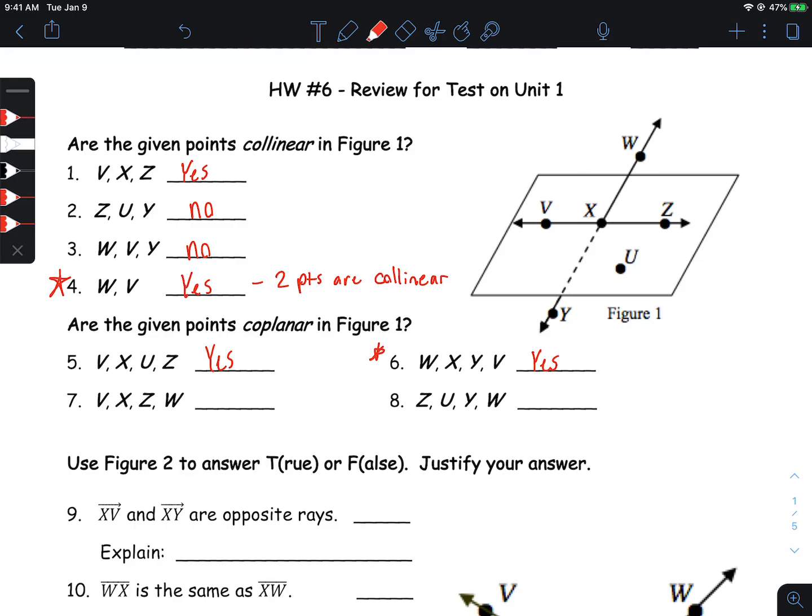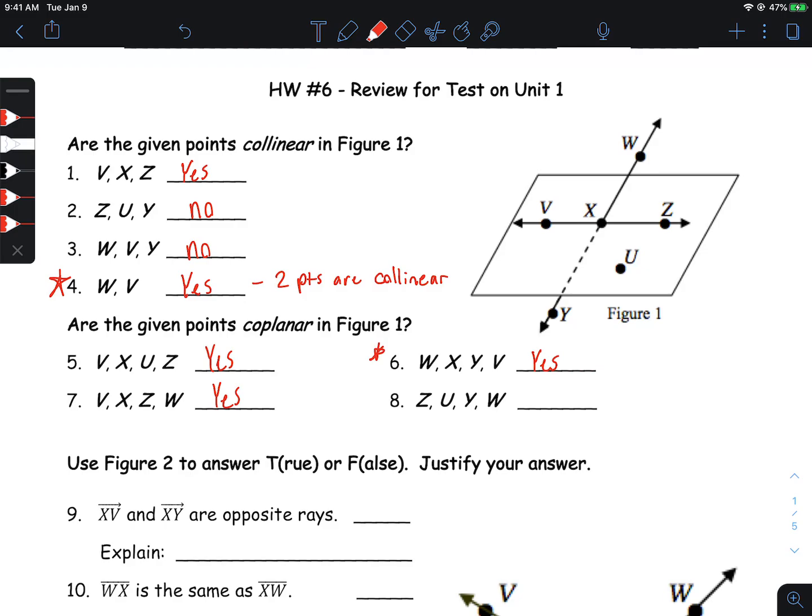I think this next one is kind of similar here. You're going to have V, X, Z, and then W. And for that same argument, you could get a plane that hits all of those right there. And it's because these 3 here are on the same line right there. So that one would be yes as well.